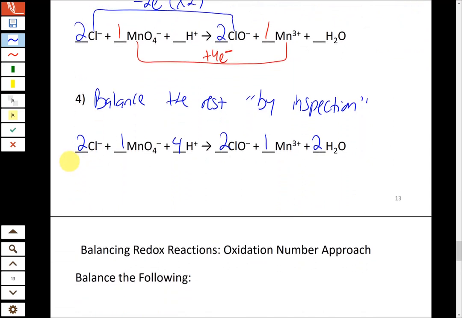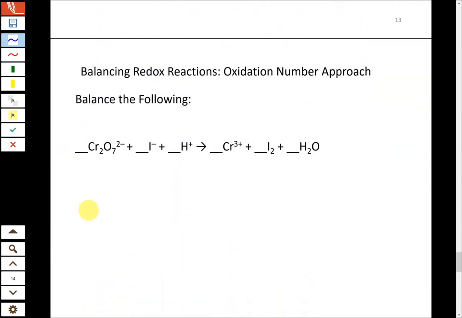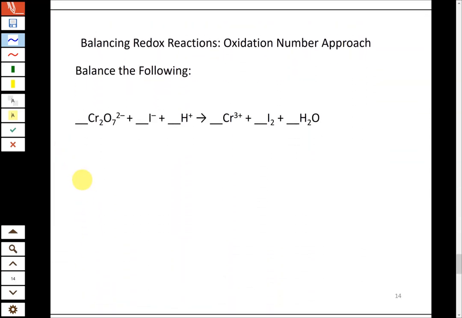All right, so now we're going to close with a few examples of using this approach for doing the oxidation numbers. All right, so here we have this reaction here.